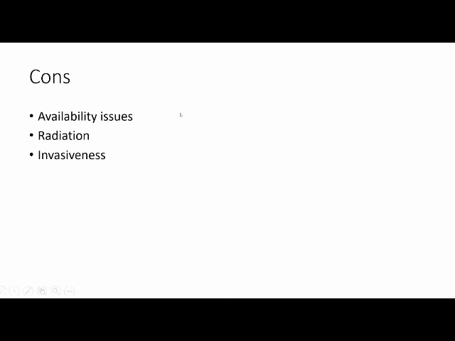Coming to the cons of the radionuclide testicular scanning, one is availability issues. It will not be as widely available as USG. Second thing is radiation risk, though it will be minimal, there is always a mild radiation risk. And third thing is the invasiveness of the procedure. We'll have to instill the dye and then take the scans.